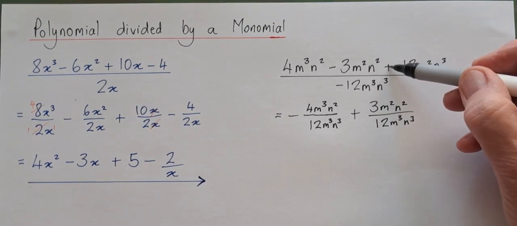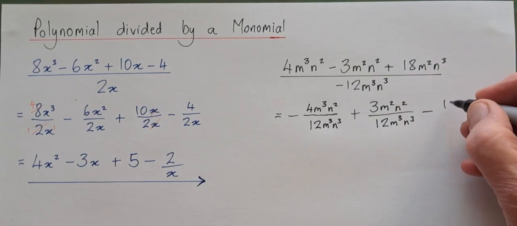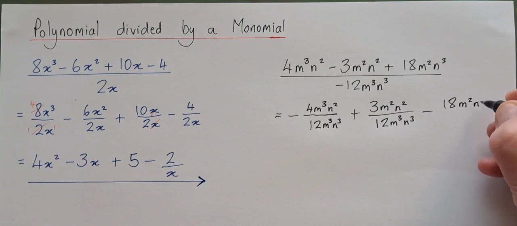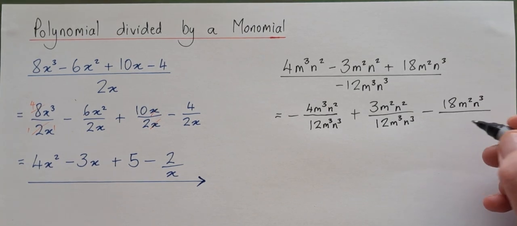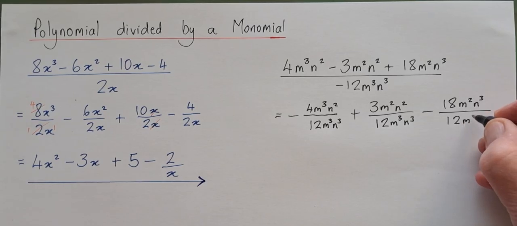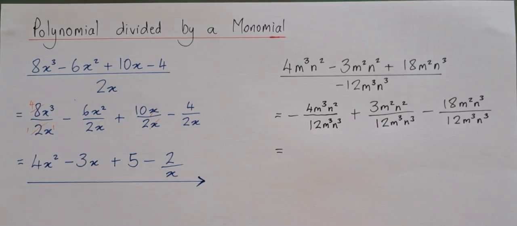And then again, this one is positive, so positive divided by negative is negative. And then simply write down. Don't try to work anything else out in this step. You're simply making sure that you're writing down each individual term over the denominator. Okay, and now we're ready to process and to try to simplify.